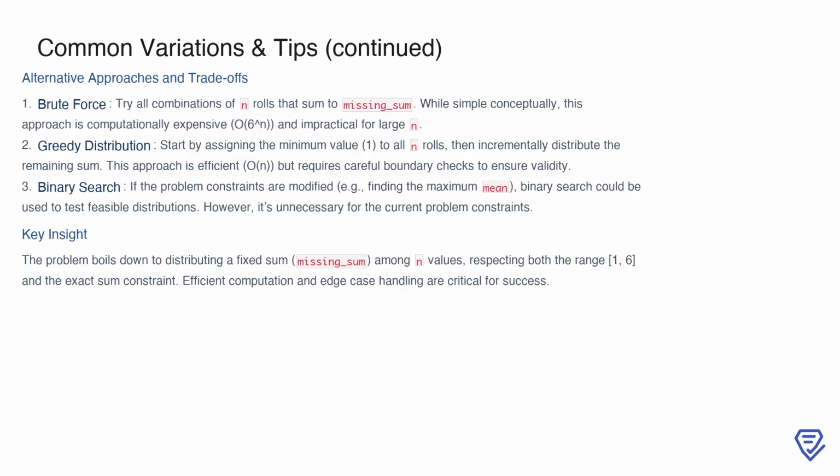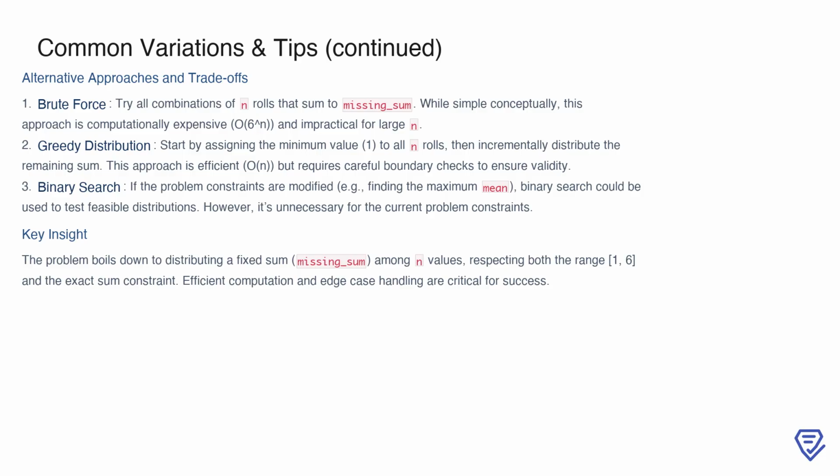A more efficient method is greedy distribution. Here, you start by assigning the minimum value of 1 to all n rolls, and then incrementally distribute the remaining sum to meet the constraints. This approach runs in O(n) time but requires careful checks to ensure that the values remain within the valid range and that the total sum is correct. Another option is binary search, which could be useful if the problem constraints were modified, such as determining the maximum possible mean. However, for the current problem setup, binary search is unnecessary.